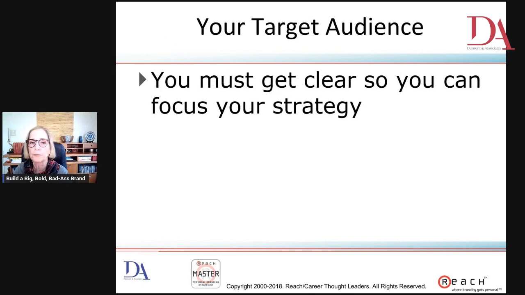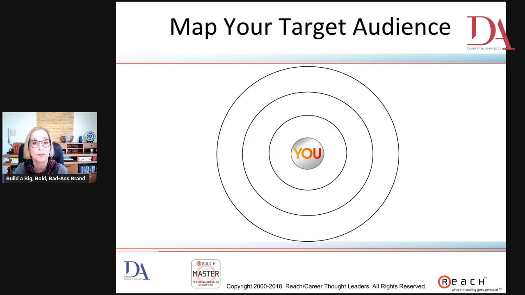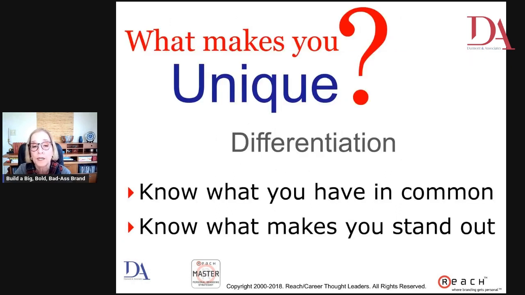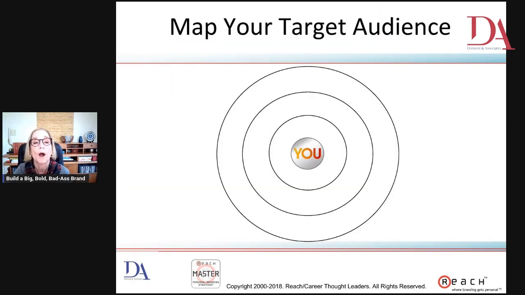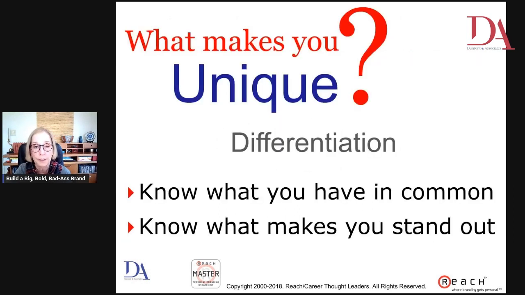Okay, so in order to be relevant, you have to be absolutely clear on your target audience, or you can't focus your strategies to get them. And to do that, you can map out your target audience, starting with you in the center, and then go in these concentric circles: your family and friends, your neighbors, and friends of friends, the people who live in your city, but you have no idea who they are. All of those are part of your target audience.